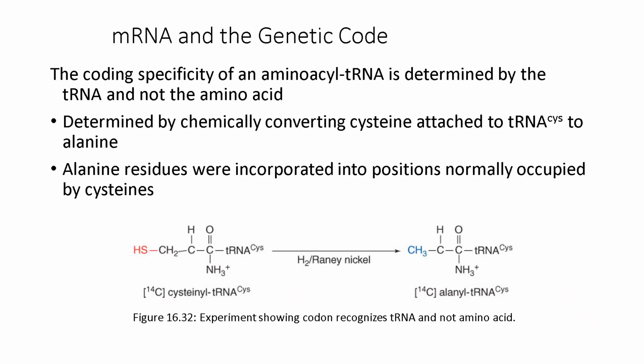An important experiment demonstrated that the specificity of the genetic code lies in the tRNA, not the amino acid. In this study, cysteine attached to tRNA was chemically converted into alanine. Remarkably, alanine was inserted at the positions normally occupied by cysteine, proving that the ribosome reads the anticodon of the tRNA, not the chemical identity of the amino acid. This reinforces the central role of tRNA as the true interpreter of the genetic code.